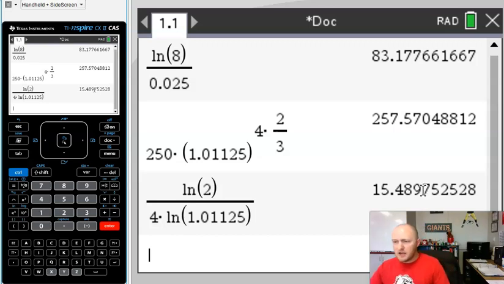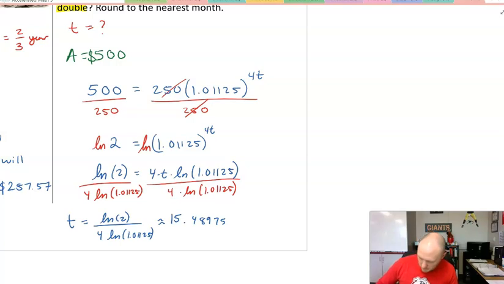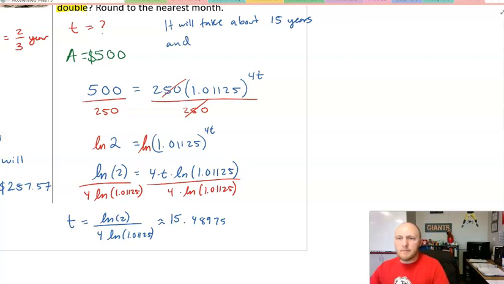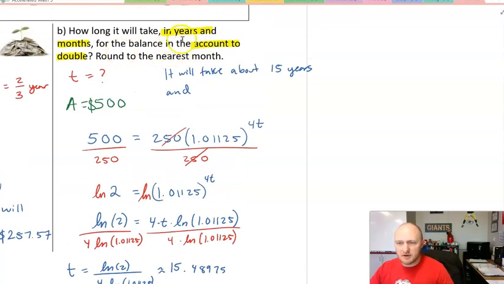15.4897. So they said in the prompt, how long in years and months? So I know for sure this is 15 years. So we can say it will take about 15 years. And then now they want months. They say round to the nearest month, years and months.